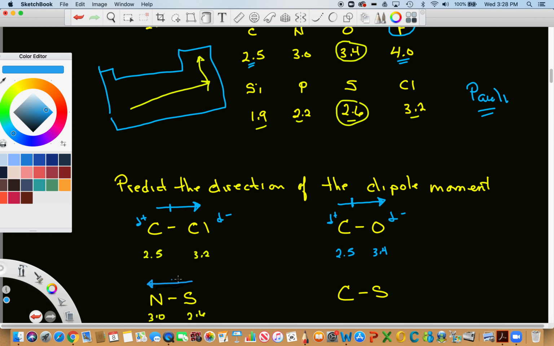The nitrogen is going to have a slight pull, giving it a slight negative charge, and the sulfur then a slight positive charge. If we did the carbon and the sulfur, we had 2.5 and a 2.6. It is pretty much a wash. This one, nitrogen and sulfur, is close to a wash.